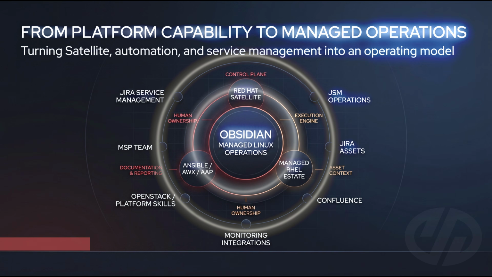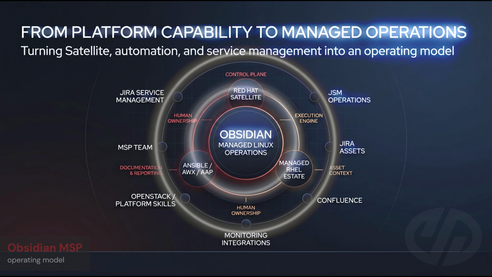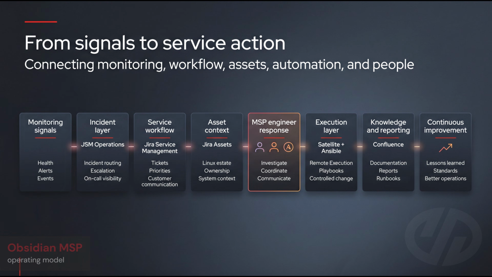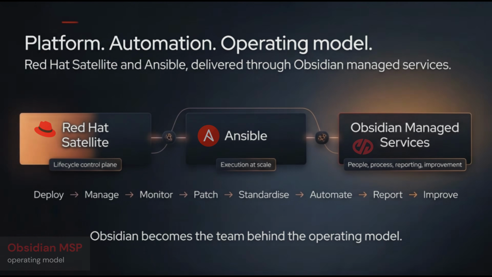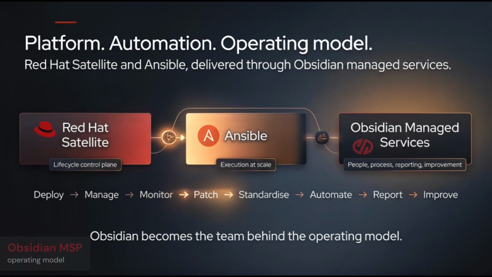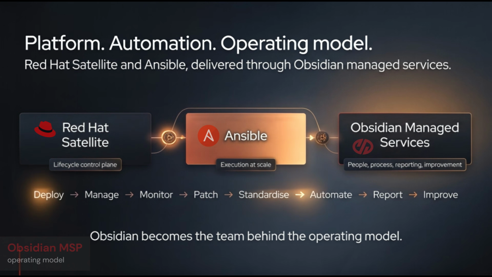Technology is only one part of the story. Platforms need people, process, monitoring, response, documentation, and continuous improvement around them. That is where Obsidian Systems Managed Services comes in. We wrap the Red Hat platform, Satellite, and Ansible into an operating model built around 8 disciplines: deploy, manage, monitor, patch, standardize, automate, report, and improve. Monitoring signals become incidents. Incidents become service work. Service work is linked to asset context, handled by engineers, executed through controlled automation, documented, reported, and fed back into improvement. Satellite becomes the control plane. Ansible becomes the execution engine. Obsidian becomes the team behind both.